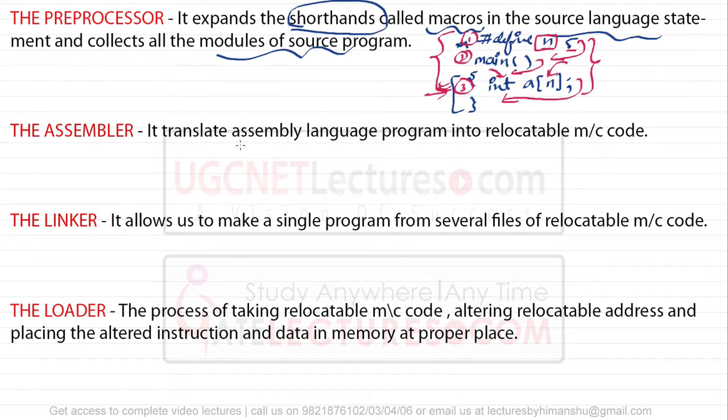Now there is an assembler. The assembler translates the assembly language program into relocatable machine code, which we already discussed. There's a linker. It allows us to make a single program from several files of relocatable machine code.